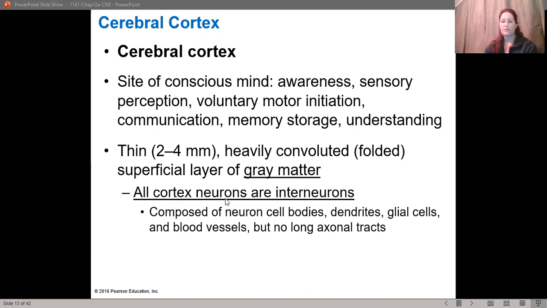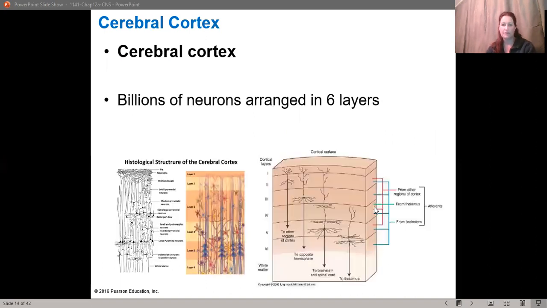All cortex neurons are interneurons. So they send and receive information to other neurons. So that's why this is our thinking brain. It's going to receive information from other neurons. It will process that information. It will send information on to other neurons. So it's that integration area, and they're all what are called interneurons.